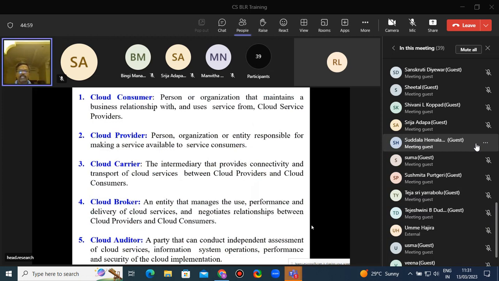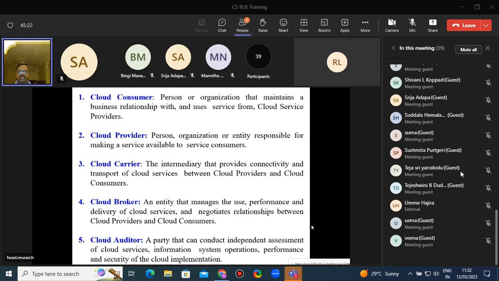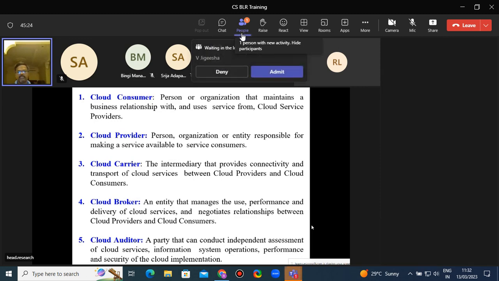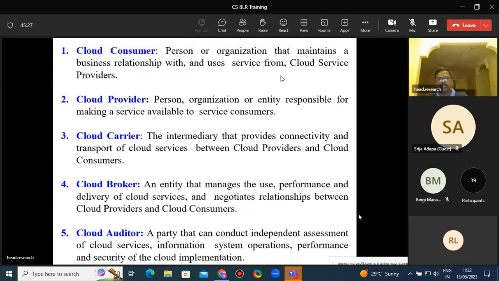Cloud broker, an entity that manages the use, performance and delivery of cloud services and negotiates relationships between cloud providers and cloud consumers. Cloud auditor, a party that can conduct independent assessment of cloud services, information system operations, performance and security of the cloud implementation.